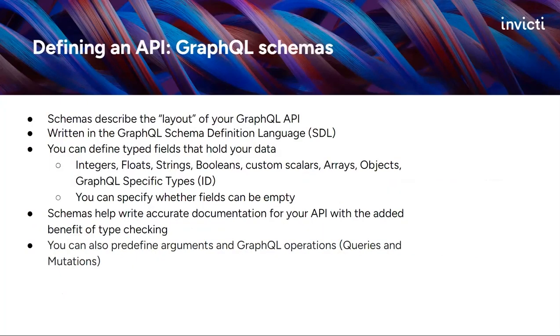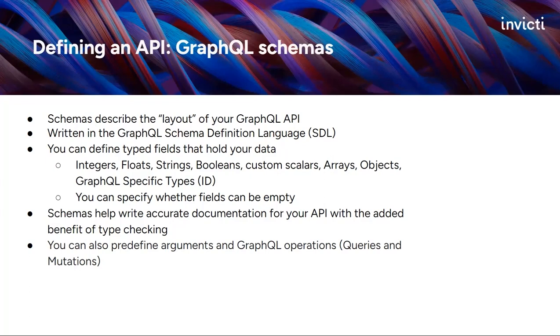First, let's start with the schema. The schema describes the layout of a GraphQL application. It comes with all the fancy type checking features that I've talked about before. It basically lets you write in a schema definition language, or SDL, that is specific to GraphQL.